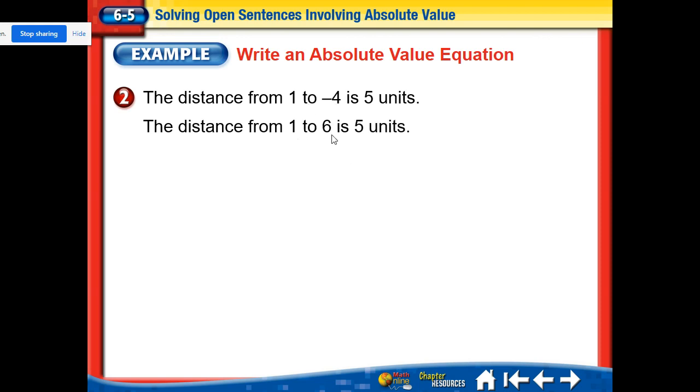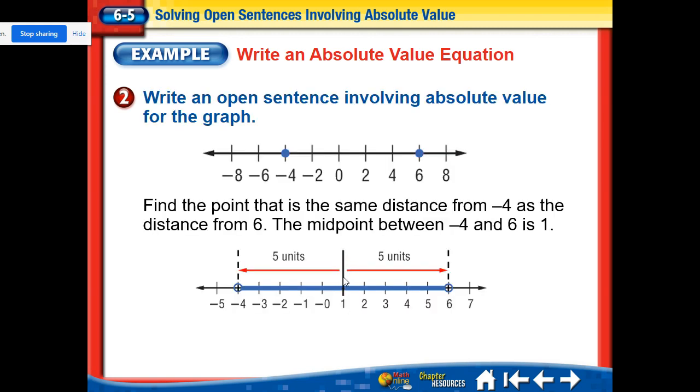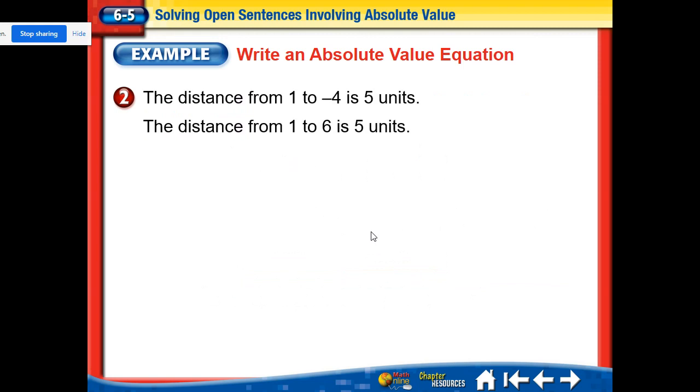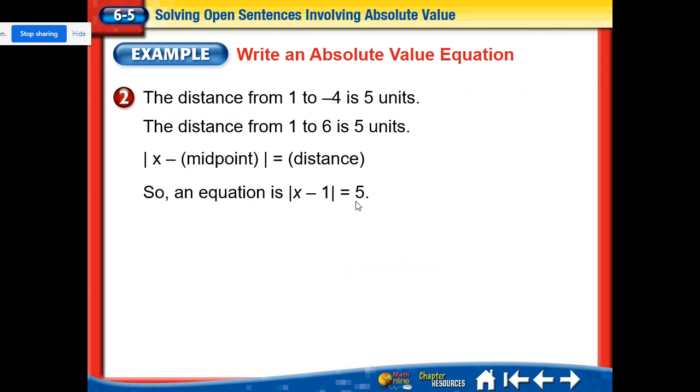So we can go ahead and subtract them if you want to just show that they are 5 units. But the way that we write this out is x minus the midpoint. Again, notice it's minus, equals the distance. So again, the midpoint here was 1, and the distance was 5. So x minus 1 equals 5.